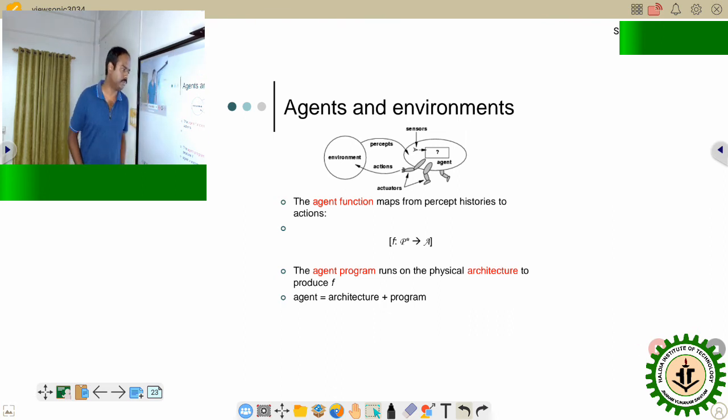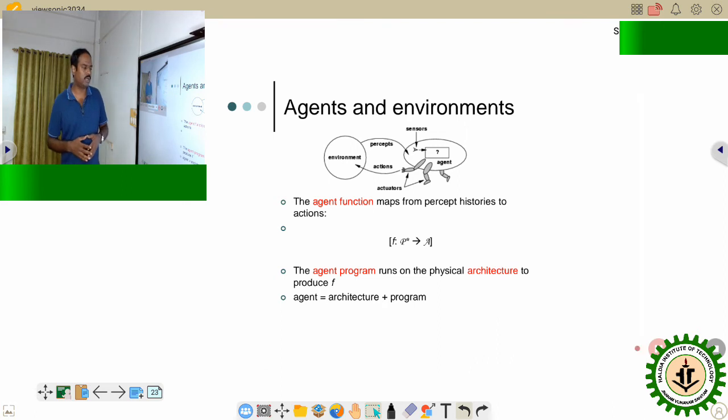Now this is the basic formula: f is a function from P to A, and agent equals architecture plus program. That means the architecture of any particular system, like a computer system, and obviously a computer program, that is your operating system. By using the system software as well as application software, we can do something. So that is actually the job of the agent.